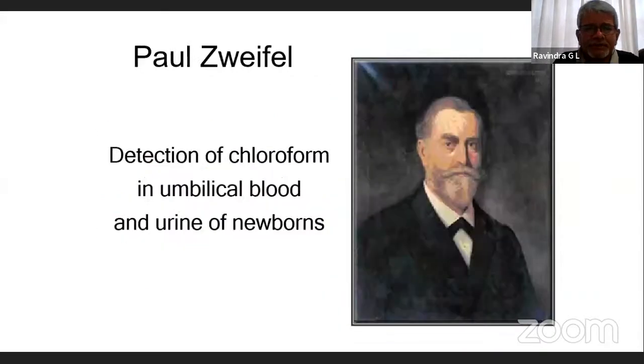That is how Meigs opposed Simpson. One of the persons who supported Meigs was Paul Zweifel. He detected chloroform in the umbilical blood and urine of the newborns and said that the inhaled anesthetics have a transplacental transfer, and go to the fetus, and fetal ill effects are a possibility. That is how he tried to support Meigs.